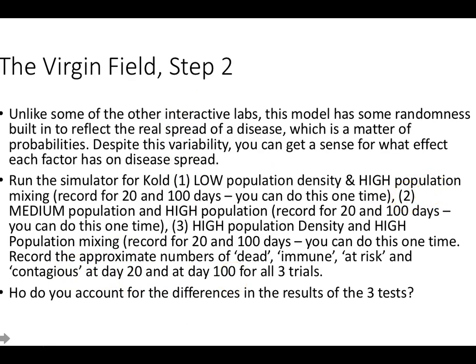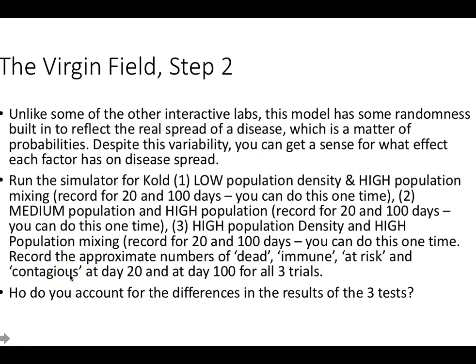The second trial, medium population with high population mixing, and you're going to, again, record day 20 and day 100 for those parameters. And then once you've recorded that and reset the simulator, the third experiment you're going to do is high population density and high population mixing. Again, tell me on day 20 and day 100 in your table for the dead, immune, at risk, and contagious.